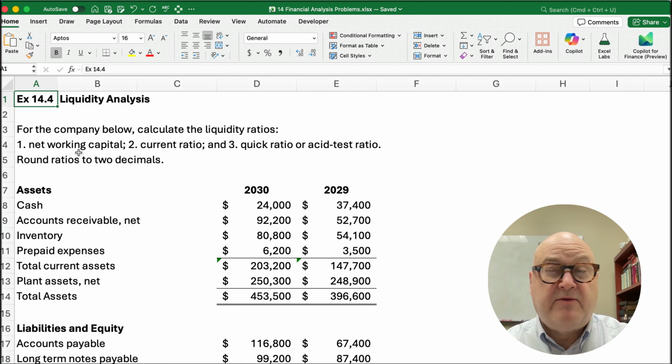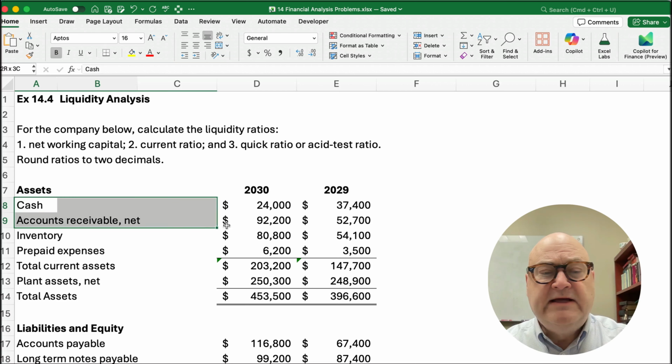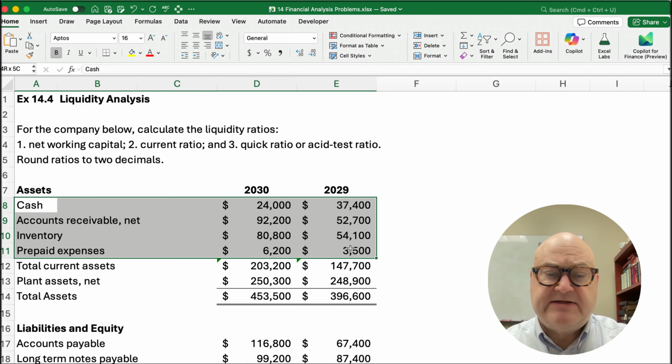Net working capital, not really a ratio, it's just a dollar amount. And then the current ratio, very popular. And then the quick ratio, sometimes called the acid test ratio. This one has two titles but the same formula. What we're going to do is look at the top section of the balance sheet, the current assets.